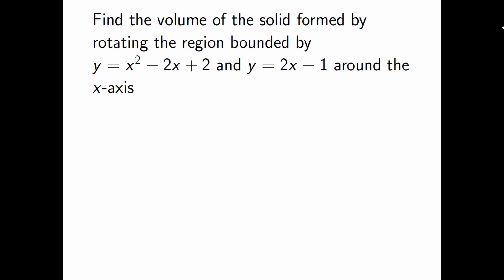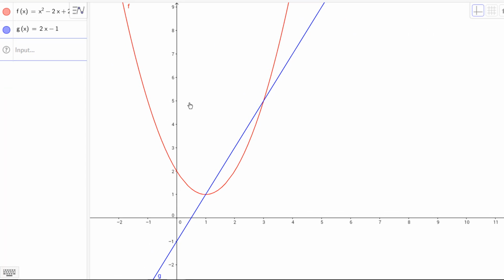Okay, so let's take a look at this again. First of all, maybe we'll start by looking at a two-dimensional version of this. So here are our two functions. The blue line is the 2x minus 1 and the red line is the x squared minus 2x plus 2. And so that's just a little 2D shape. You can see that the 2x minus 1 is higher, so that'll be the outside radius when we're rotating around the x-axis. And that's what it looks like in 2D.